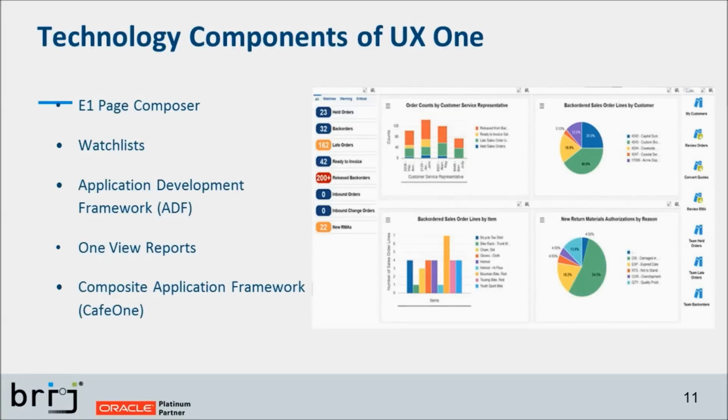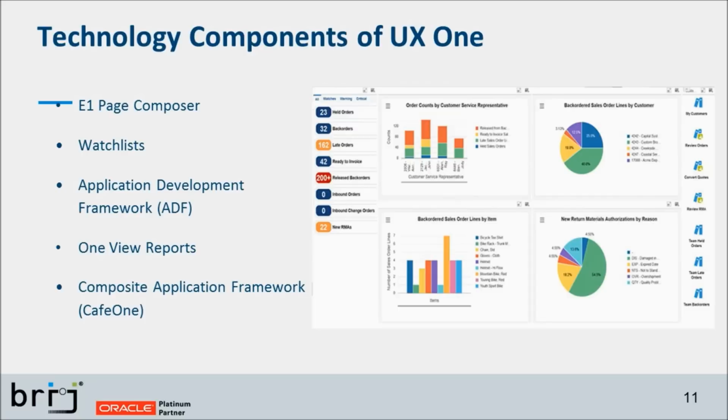So next thing, technology components related to UX1. After looking at that example, you might still be unsure how that UX1 page is made up. This is a list of those components that make up a UX1 page. The first of those being the E1 page composer. So a UX1 page is a composed E1 page. And then it utilizes watch lists for that left pane that is your alert pane.